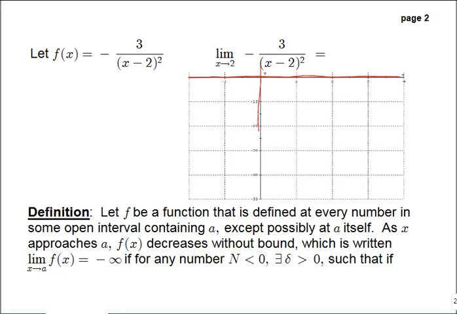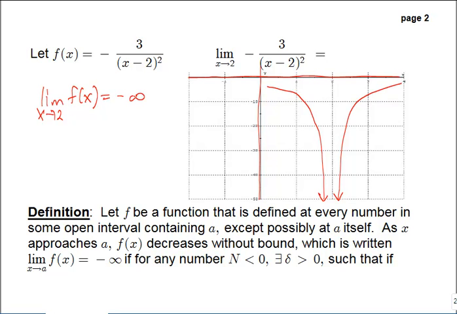And here's my y-axis. So as x approaches 2, we're just going to flip that graph over that we had earlier. So that's going to force it to shoot down like this on either side of 2. And so we would say that the limit as x approaches 2 of f of x, this time because it's shooting downwards, is going to go to minus infinity.